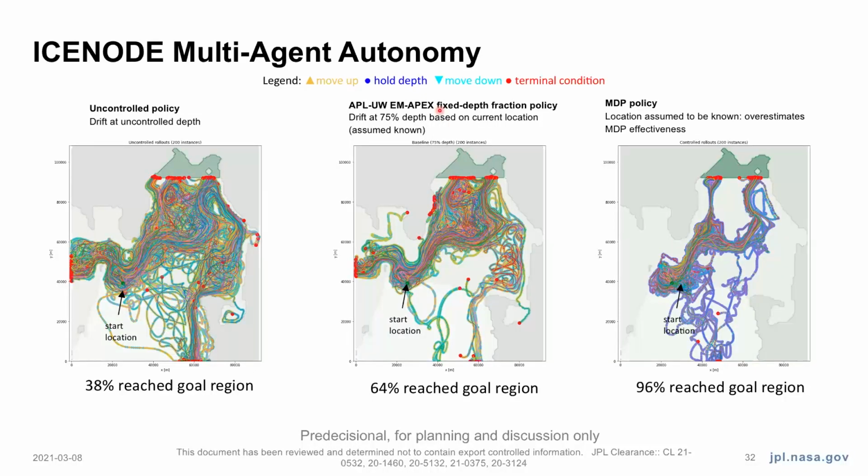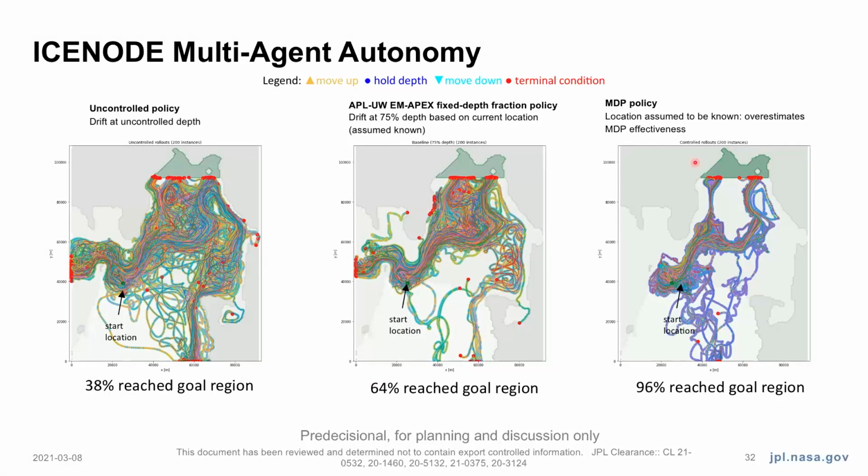We can look at the policy that was used by the previous mission, which was a fixed depth fractional policy. So float a certain amount off the seafloor, assuming you know where you are. And that actually does pretty good. It's about 64%. We'll reach this grounding zone and be able to stay there and get measurements.